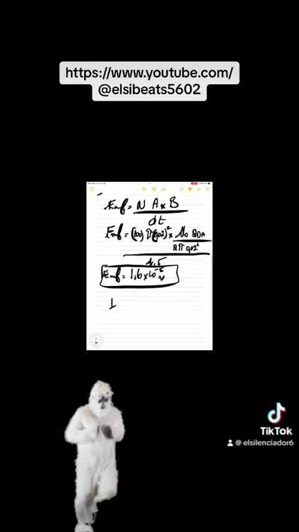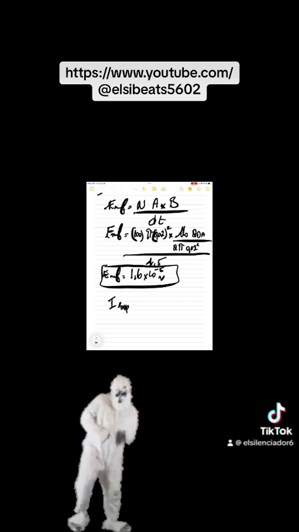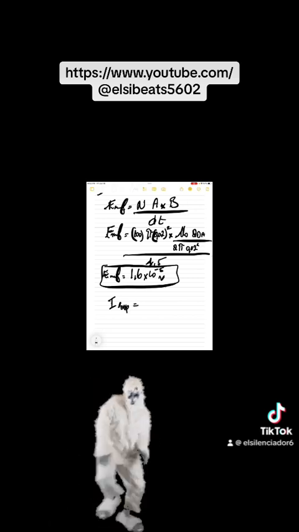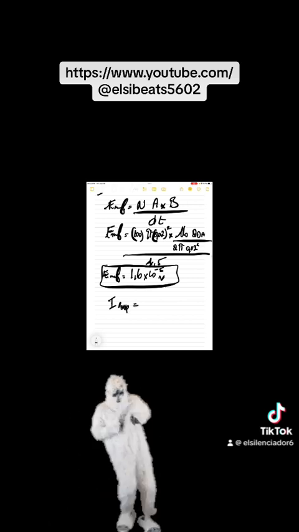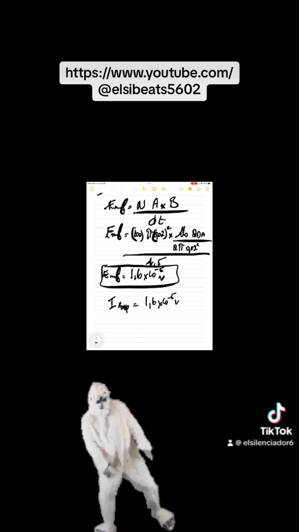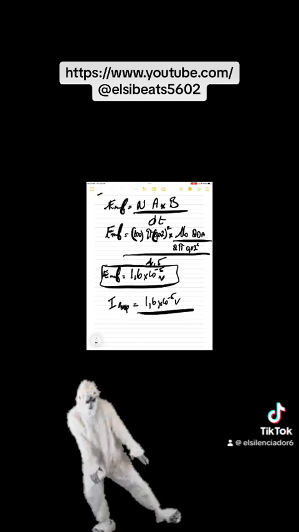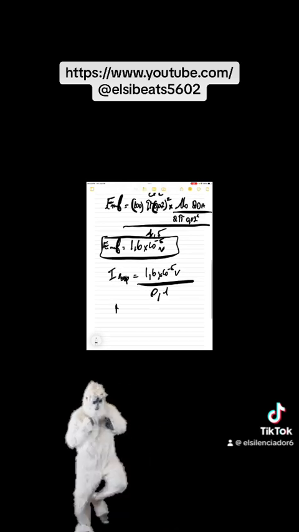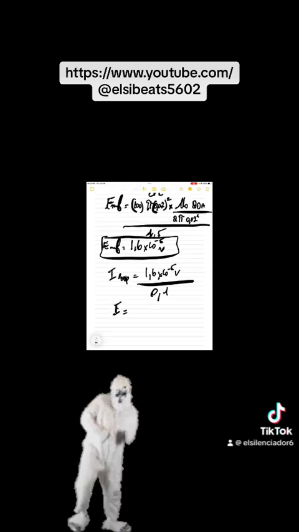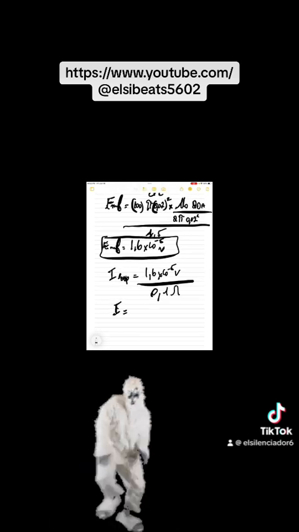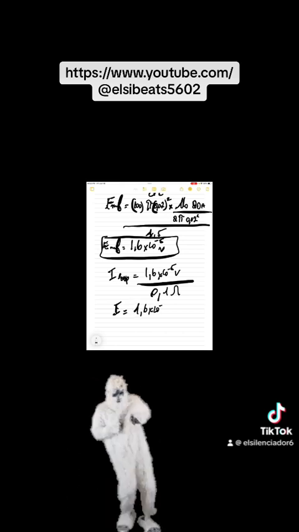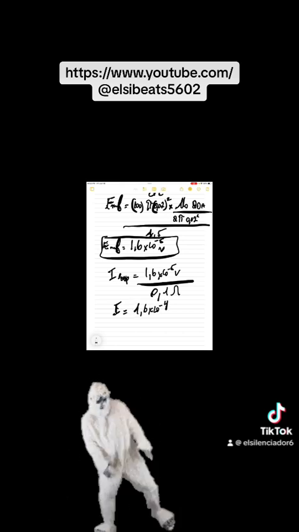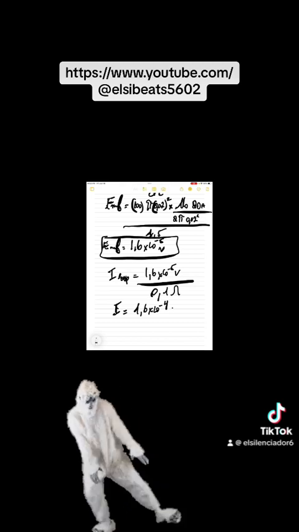From here, to find the current that goes into the loop, it's going to be the 1.6 times 10 to the minus 5 volt divided by the resistance, and that's 0.1. So the induced current in the loop is going to be equal to 1.6 times 10 to the minus 4 amp.